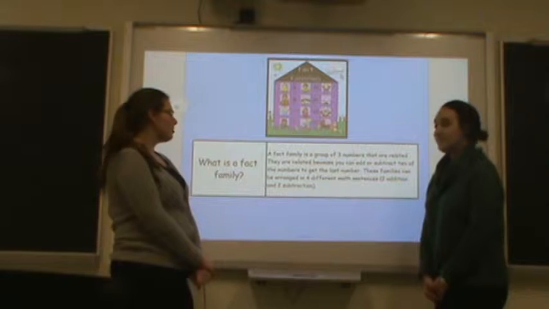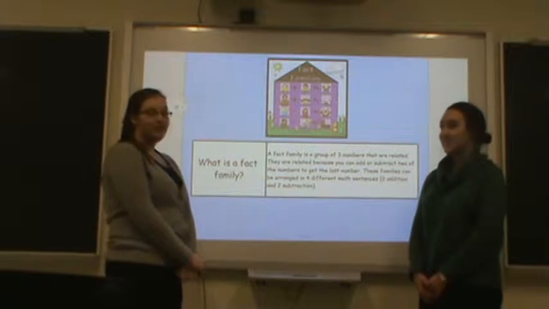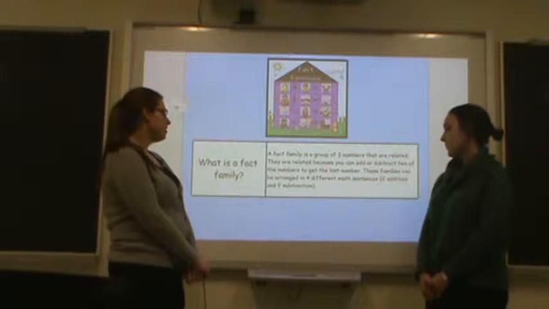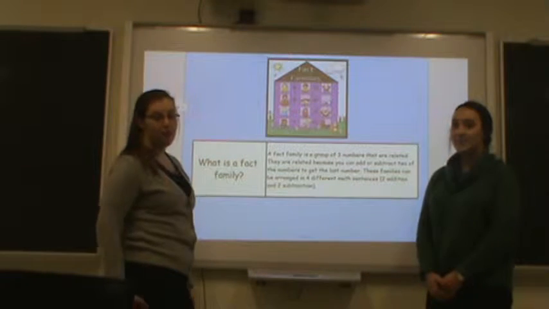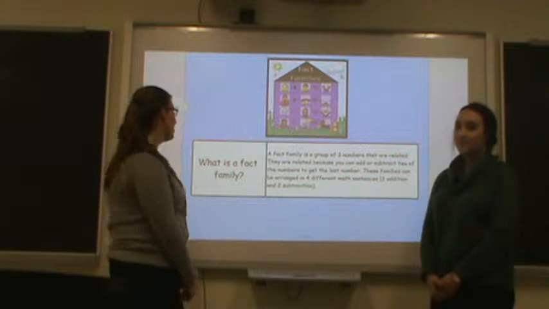A fact family is a group of three numbers that are related. They are related because you can add or subtract two of the numbers to get the last number. These families can be arranged in four different math sentences, two for addition and two for subtraction.